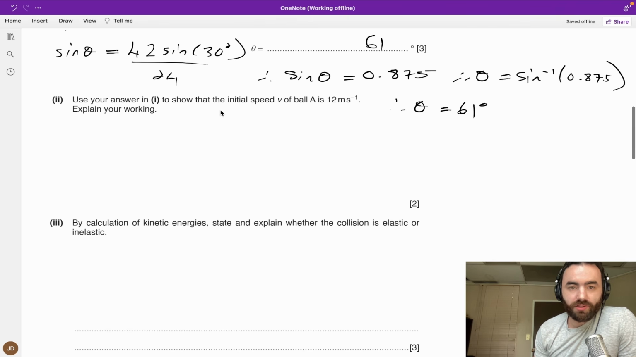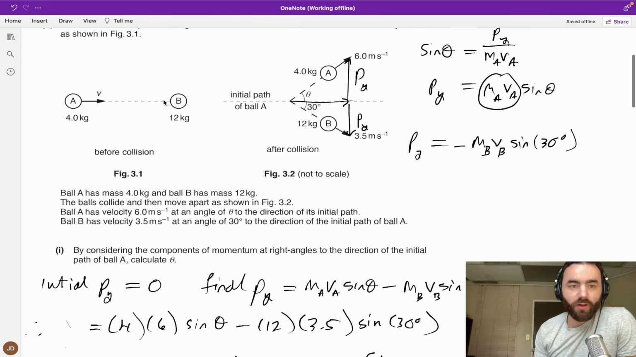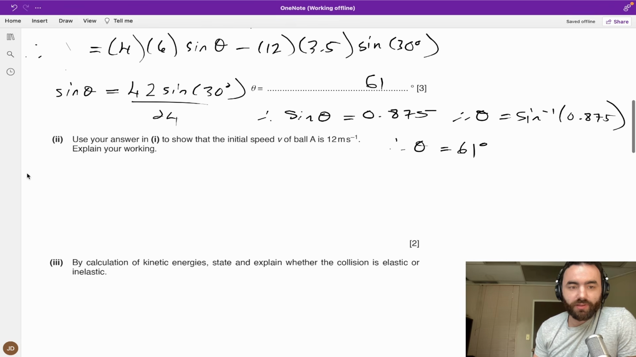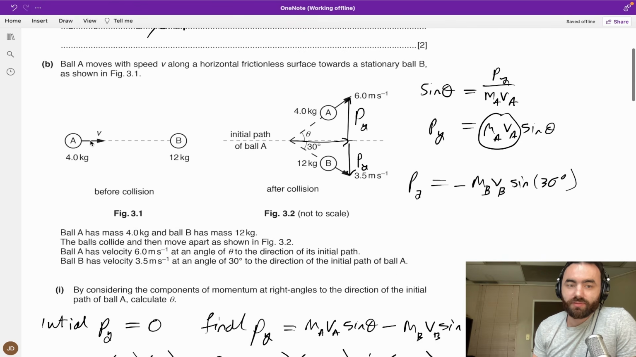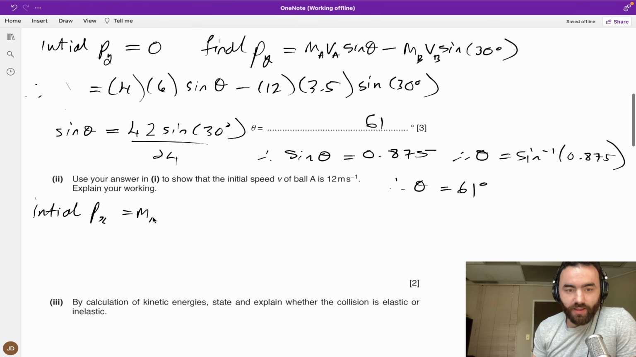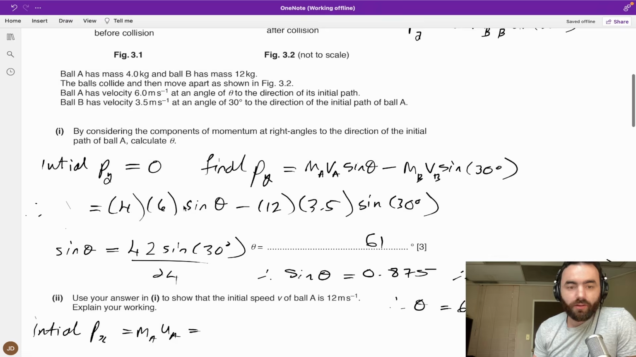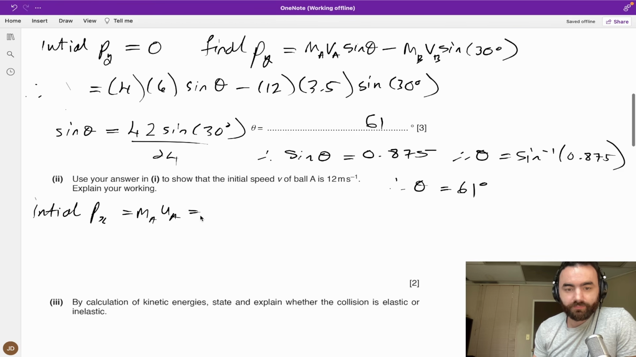Use your answer in part one to show the initial speed of A is V. Okay, it's 12. So we want to find this. What is this? Well, because it's acting in the x direction, we can just look at the conservation of momentum now in the x direction. So we can say the initial momentum in the x direction is just mass times velocity. This would be the mass of A times the initial velocity of A, which is just going to be 4 times V.